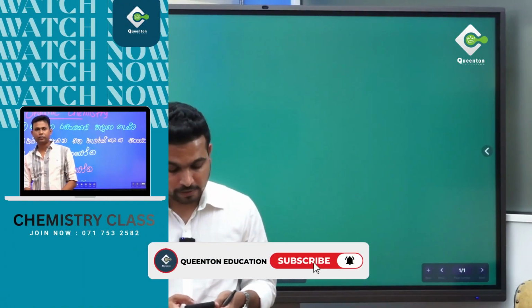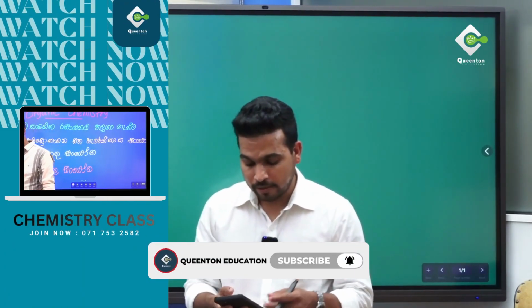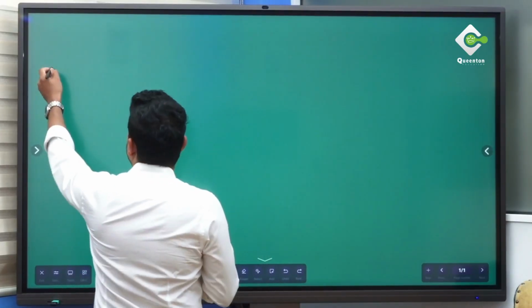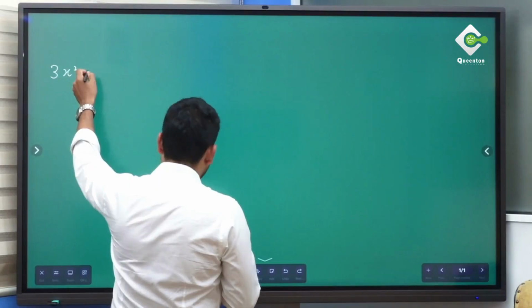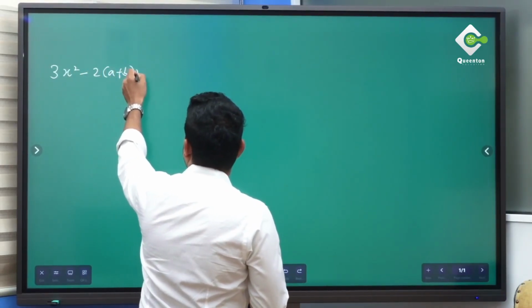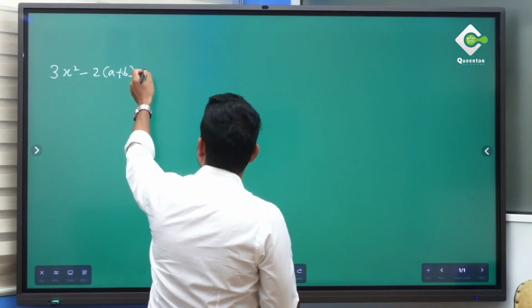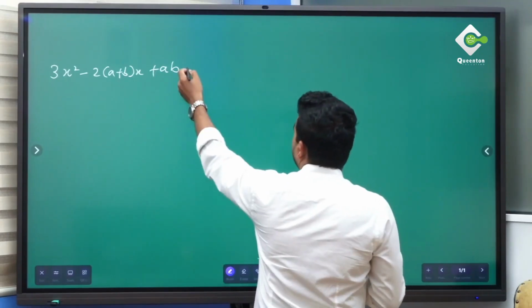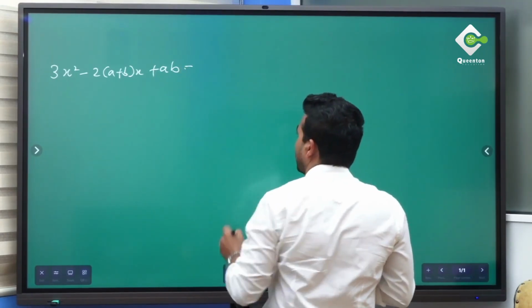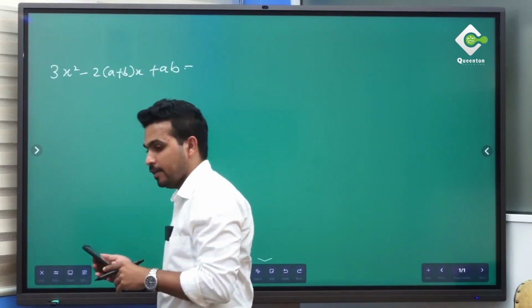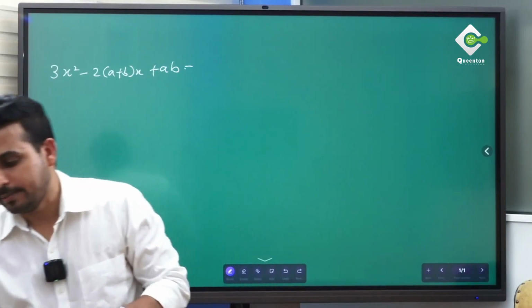Selected another question under the discriminant section. Okay, I will write the question for you. 3x squared minus (2a plus b)x plus ab, right? Now we have been asked to show that f(x) has real roots.